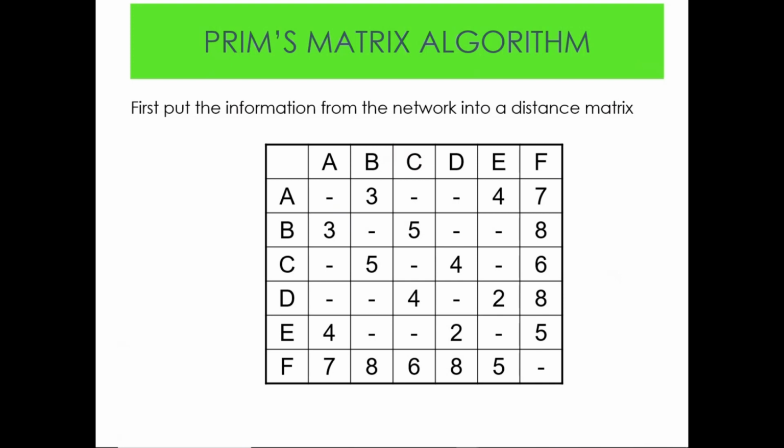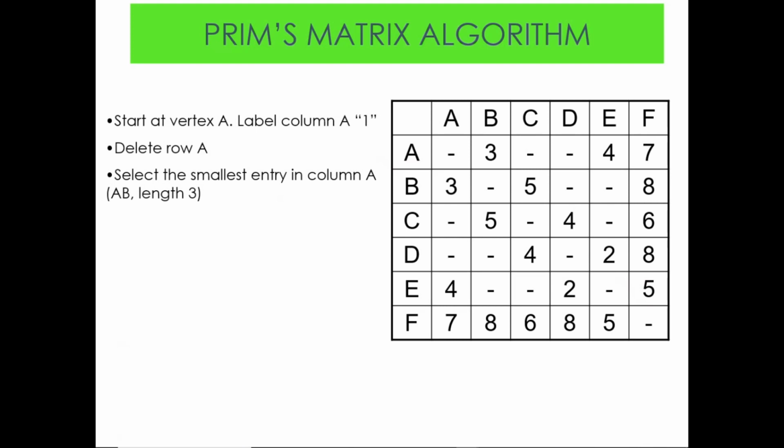Once we've added a node onto our minimum spanning tree, we're going to cross out the row that it's in in the network. So if we start from vertex A, I'm going to cross out row A and label up column A with a 1 at the top, because this is the first node that I'm looking at. They could ask you to draw this table, but usually they give it to you. So cross out the row that A is in and label the column that A is in with a 1.